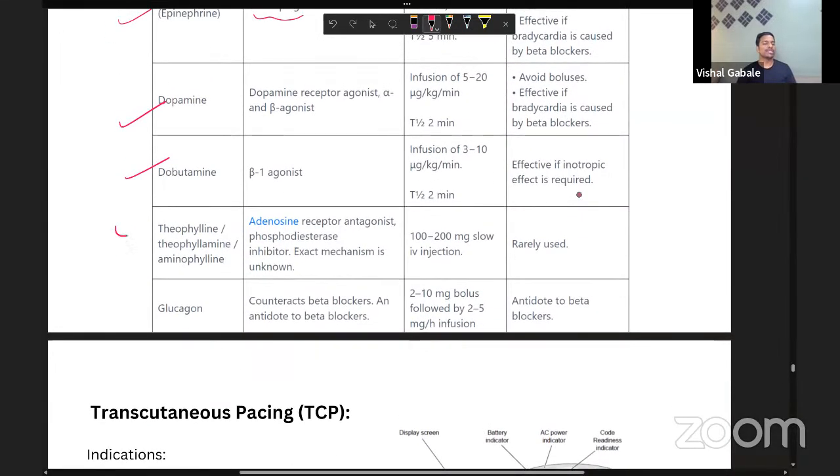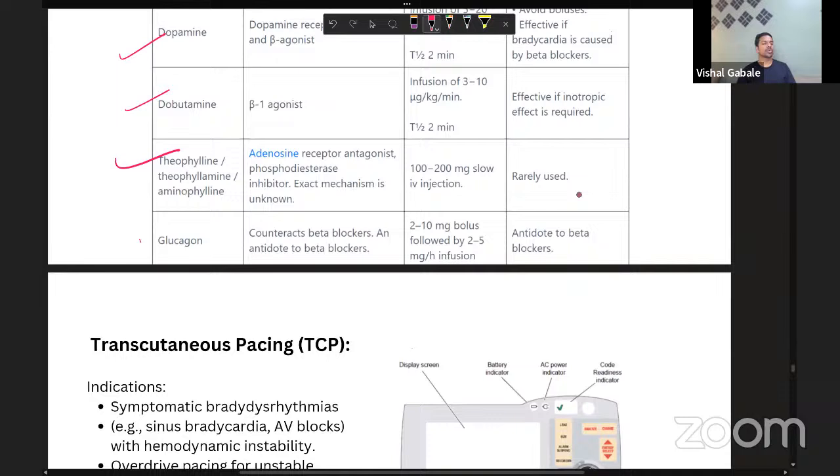Theophylline, aminophylline, these are off-label drugs. This can be used in patients some of the times to increase the heart rate. All right, but it presents with a tremor. Then we have glucagon. So glucagon is like a last resort, and it counteracts the beta blockers.